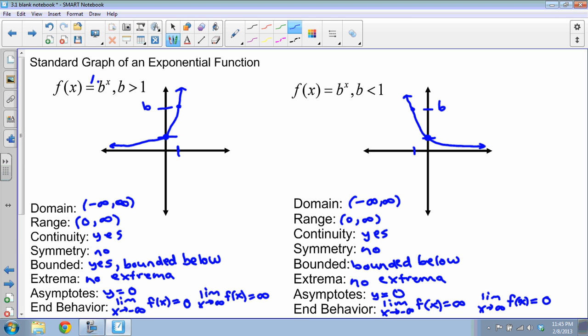So the main things that could change on this would be if we flip it across the x-axis, we could end up with it being bounded above instead of below. If we shift up or down, that'll change our asymptotes, but most of them are going to be pretty similar to this. So I'm going to stop the video now and do part 2.